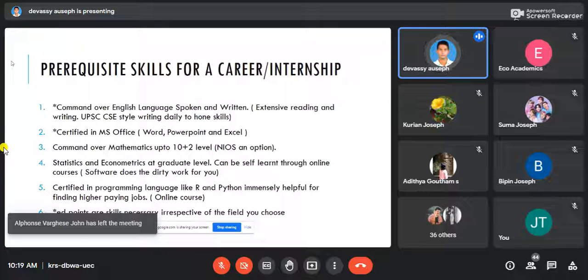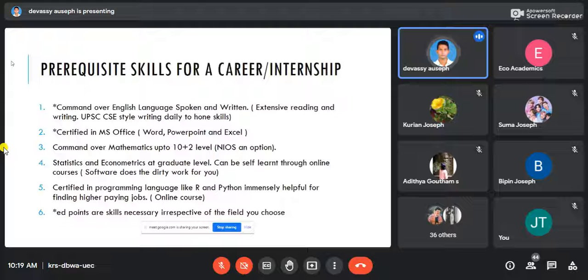Then fourth is statistics and econometrics at graduate level. So this is my personal testimony. When I was working in my former company, I even shared this with Joe sir. I personally was not very competent with my statistical and econometric models. There were people much more brilliant at it when I was studying in college. But when I went for my job, I was the only economics graduate in my job, and most of the day I used to create econometric models and statistical models.